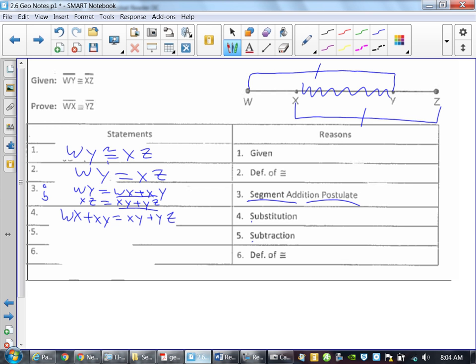What? Substitution. We have two things that are equal to each other. Well, what is WY equal to? WX plus XY. What is XZ equal to? XY plus YZ. So you guys see you had to go back to statements 2 and 3 to figure that out. You had to go back to, oh, those two parts are equal, and then I've got my segment addition. So now I can consider those two parts are equal to each other.